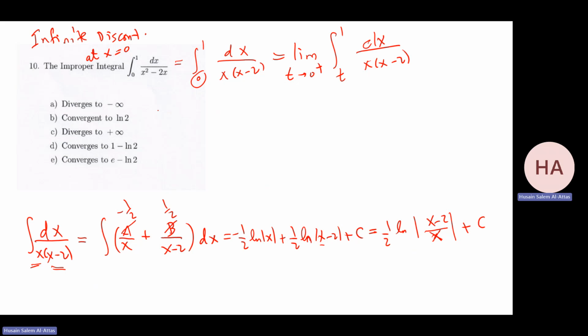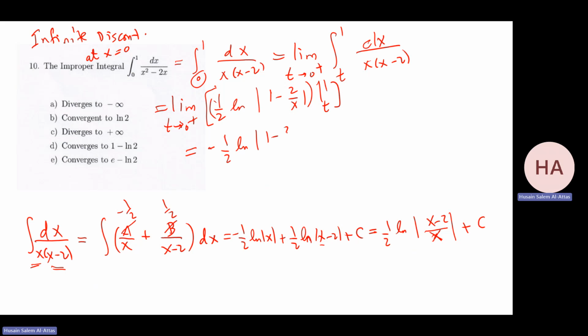Yeah, so I have limit t goes to 0 from right of half then I can make it 1 minus 2 over x. From where to where? From t to 1. That will be what? Substitute the 1. Substitute the 1, it will be 1 minus 2 minus 1, absolute value 1, then 1, 0. So it will be minus half, then 1 minus 2 over t.